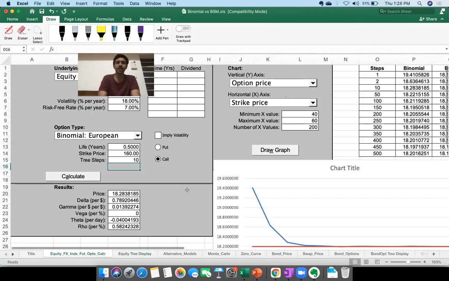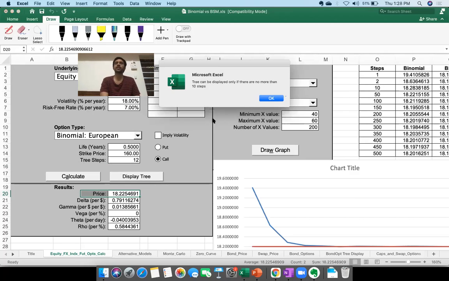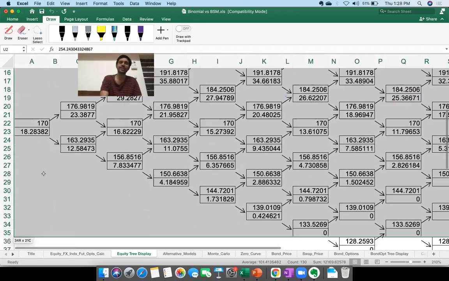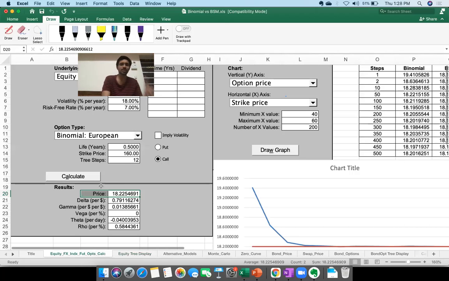Now the disadvantage of this software is, okay, I'll just show you. Let's say I'm clicking on 12 time steps, I press calculate, it's giving me the price of the call option, but when I press display tree, it throws an error saying the tree can be displayed for a maximum of only 10 steps. When I press OK, it is going to show me only 10 time steps. It will not give me a tree beyond 10 steps, but it will give you the value of the call option beyond 10 steps as well. So when I press 12 over here, it's giving me the value of a call option, but it's not giving me a tree. That is the first disadvantage.